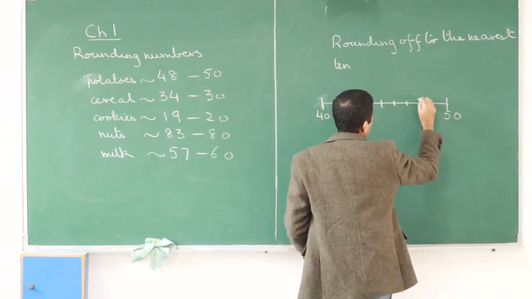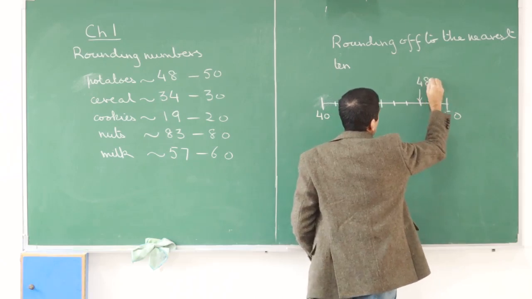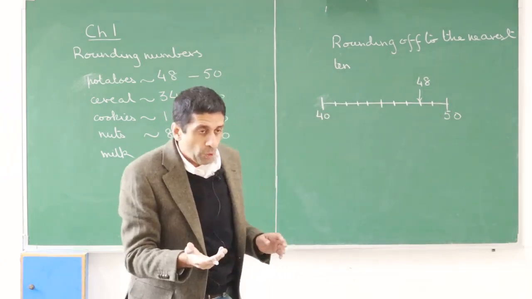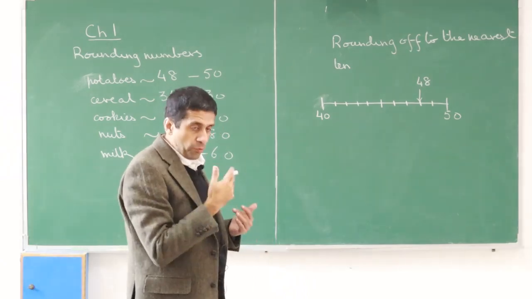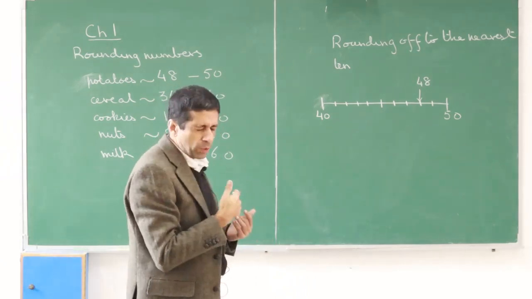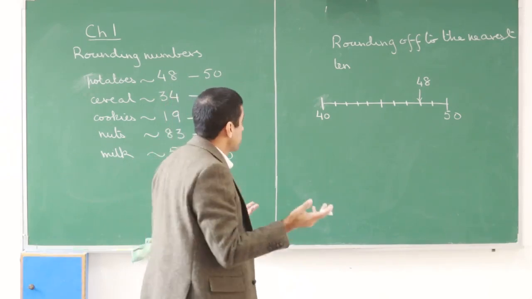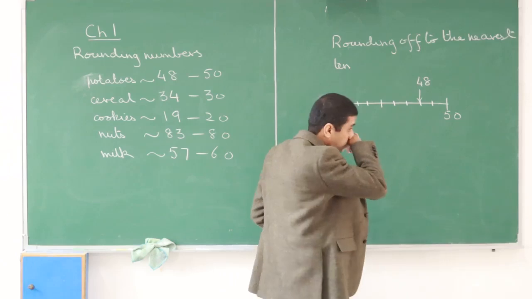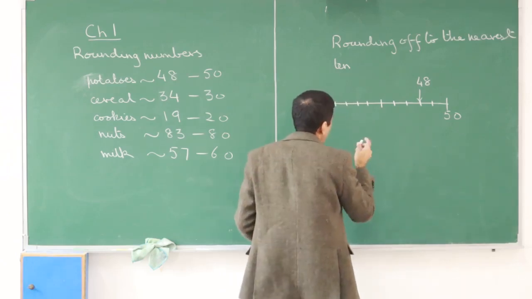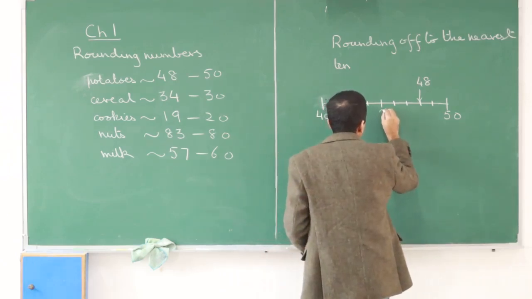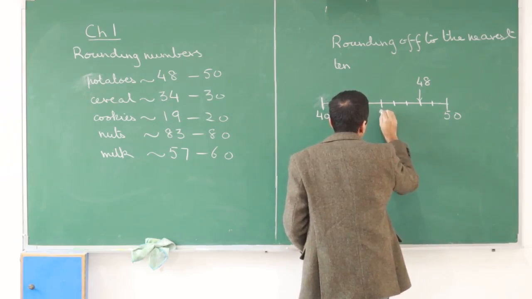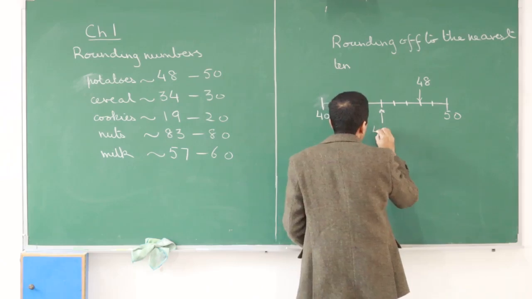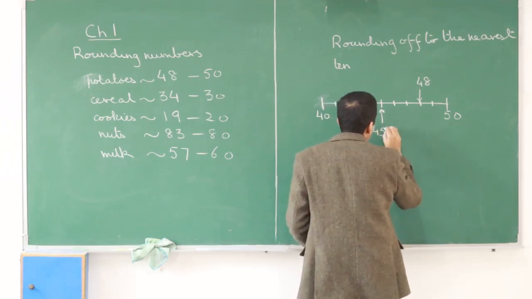So you are at 48 here. The only question is, are you closer to 50 or are you closer to 40? Are you closer to 48 or to 50 or 40? 50. So then you round it off to 50. That's what you do. Now the natural question arises, what do you do if you're at 45? You round up because it's convention.